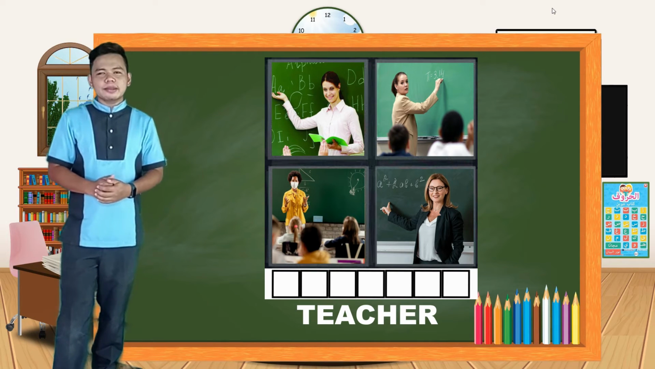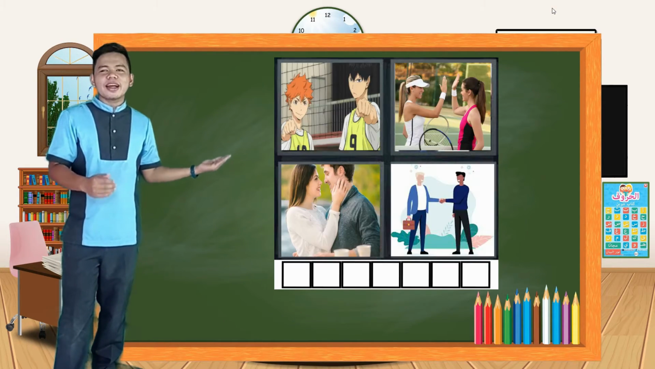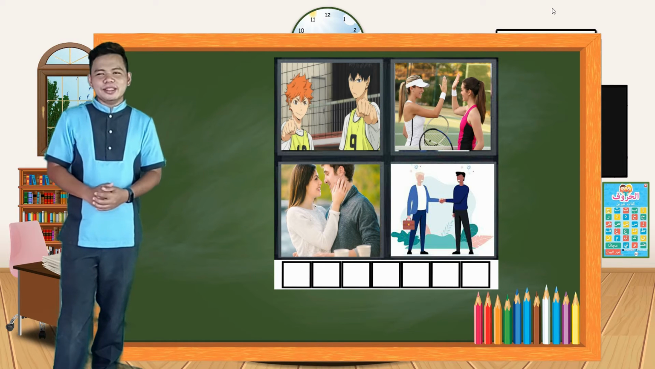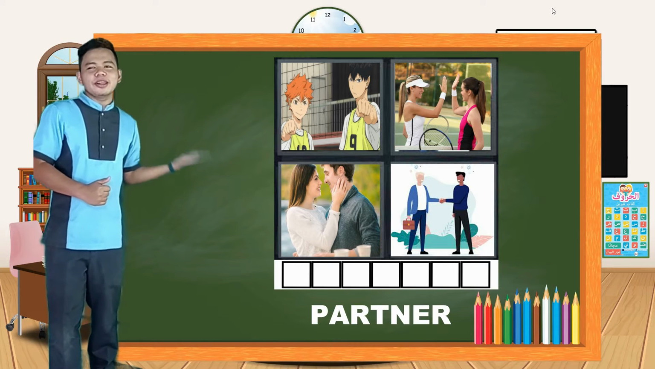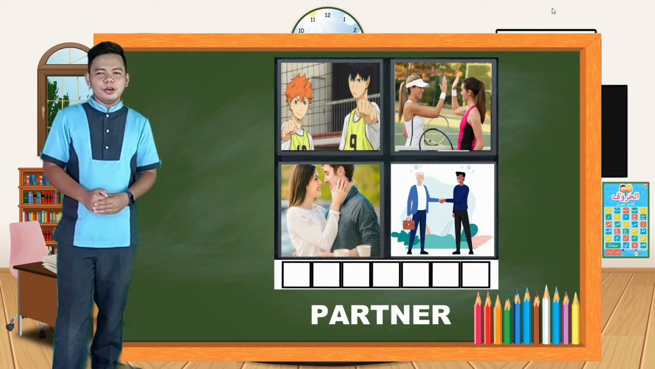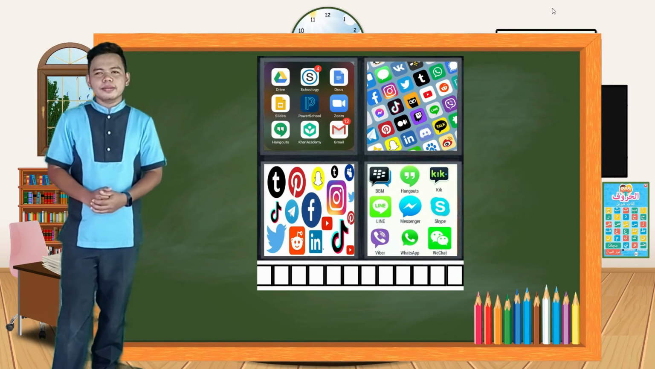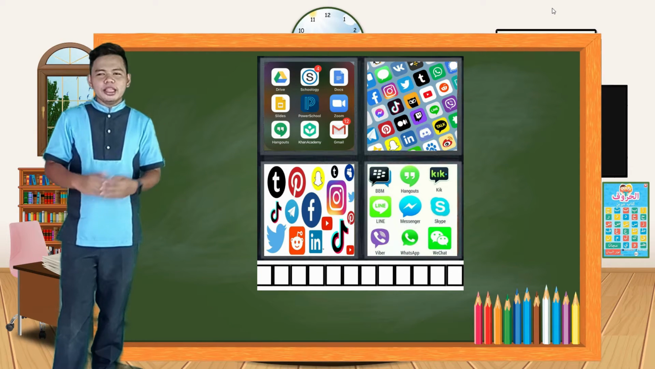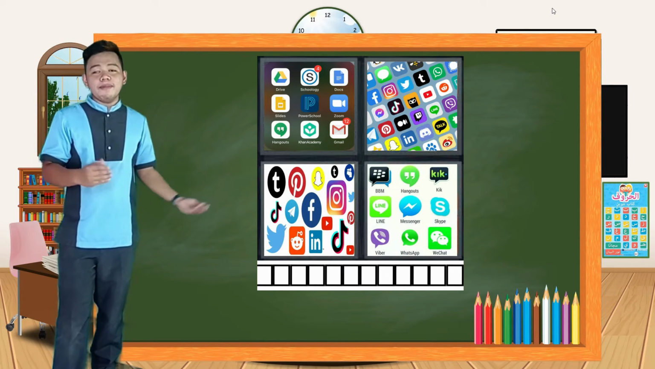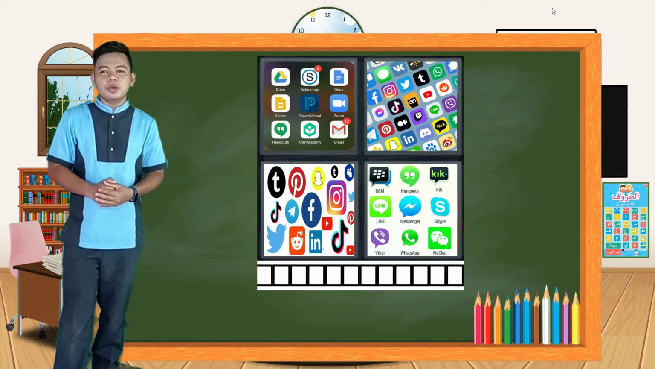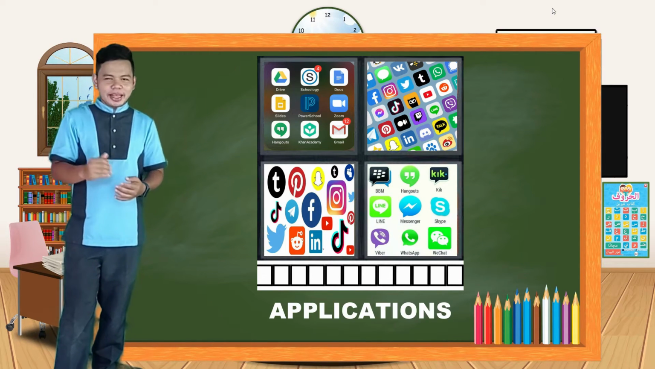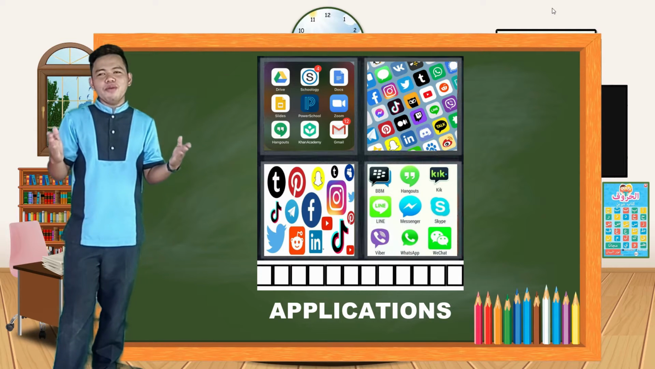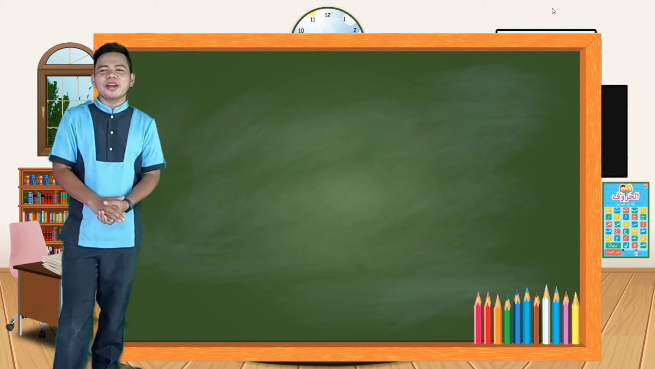Okay, number 3. I know some of you have this one. Okay, this is for partner. Correct. And item number 4. Okay, it's a pretty long word, but you have this on your smartphones, computers, desktop, or laptops. This is applications. Correct. I hope every one of you got all the items correct.